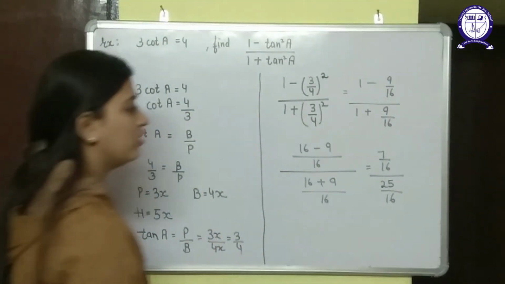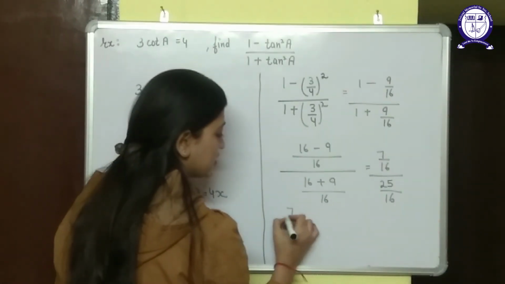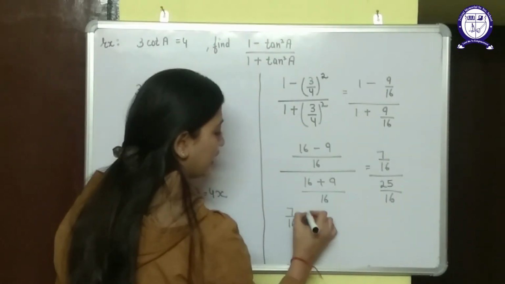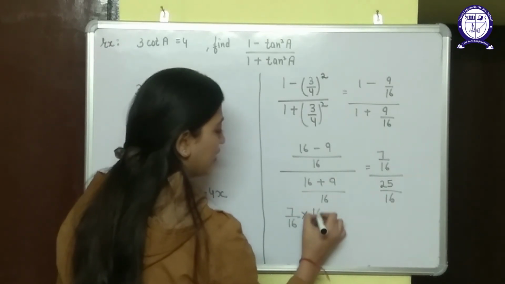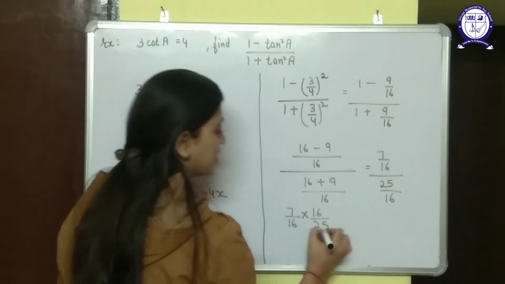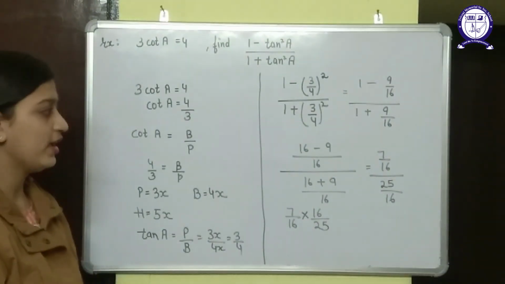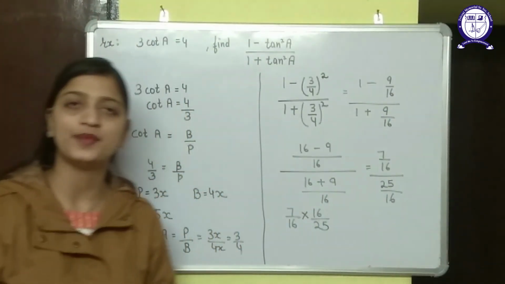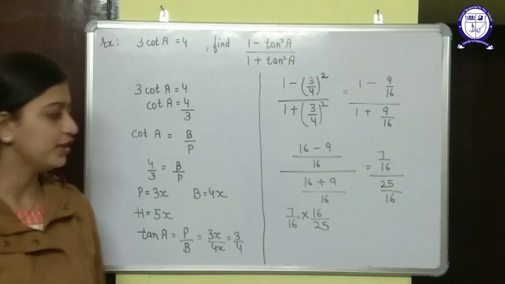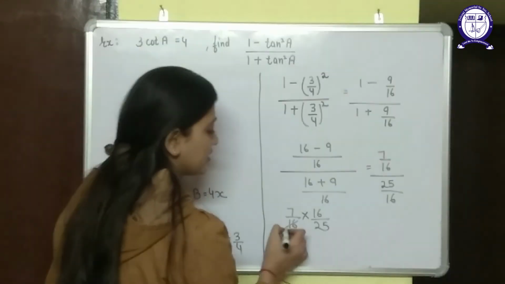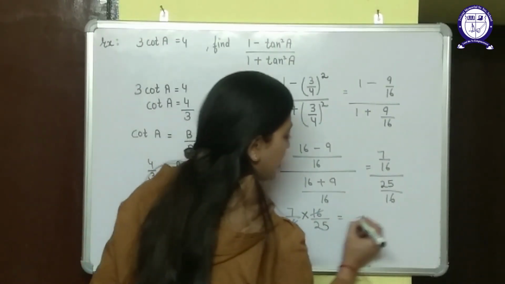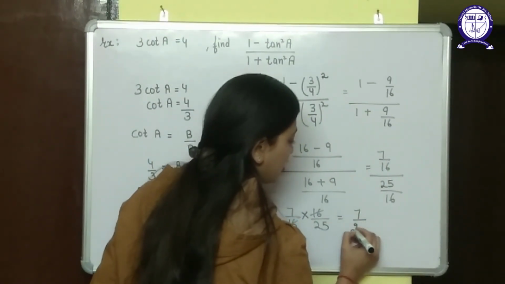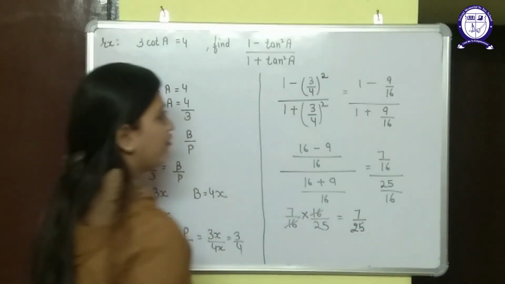So how can I solve it? We know that when something is in the denominator, we can multiply and take the reciprocal of it. Fraction divided by fraction means fraction multiplied by the reciprocal of the denominator. So I can cancel 16 and 16. So my answer will be 7 upon 25.